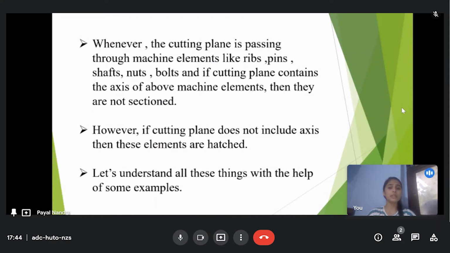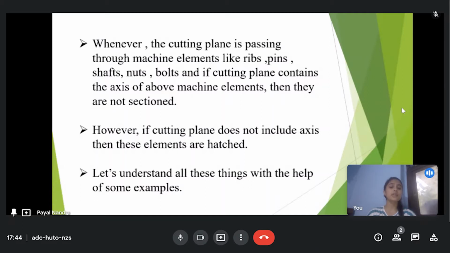Whenever the cutting plane is passing through machine elements like ribs, pins, shafts, nuts, and bolts, and if the cutting plane contains the axis of these machine elements, then they are not sectioned. However, if the cutting plane does not include the axis, then these elements are hatched. That is, if the cutting plane is passing through the axis of the rib or any other machine element, then we don't need to show the hatching lines there.